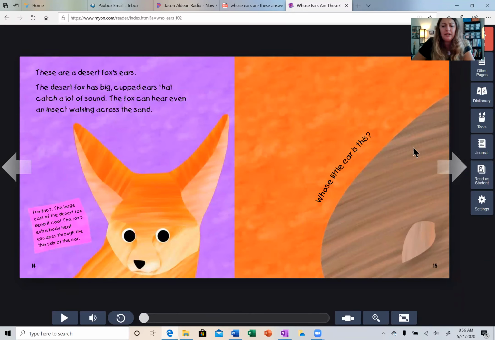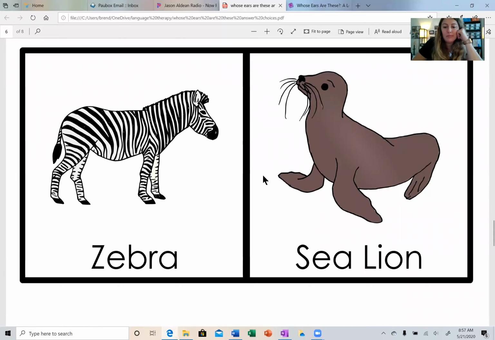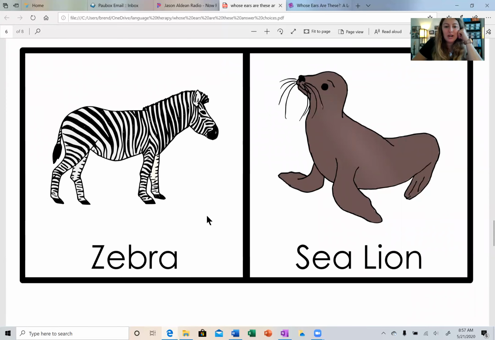Whose little ear is this? Oh my goodness. Okay, do you see my mouse? See what I'm pointing at? That's its ear. So it's a brown animal. It has a little ear. I have no idea what this is. Okay, well, let's make a guess. Could that ear belong to, okay, now we have a better idea. Could that ear belong to a zebra?